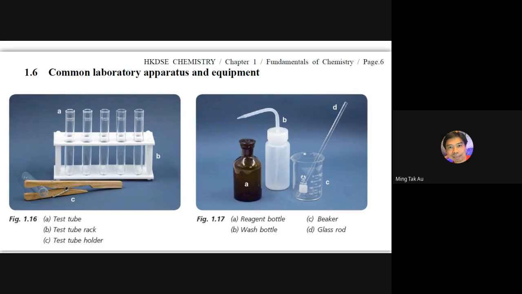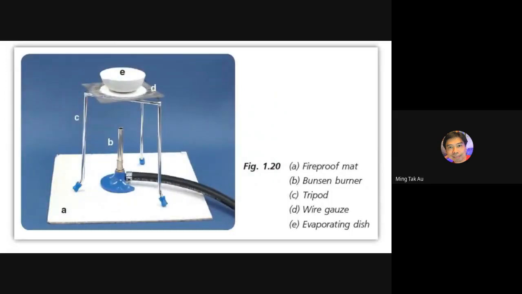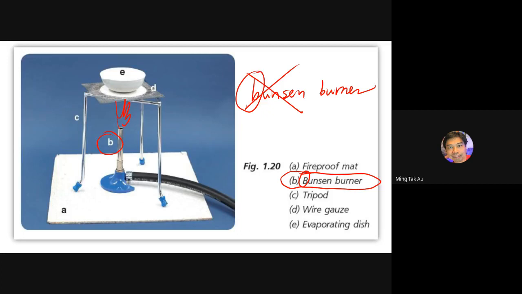So I move on to the last part of your textbook. I asked you yesterday to go home and read by yourself, so all this should be no problem. But I want to focus on one or two points. The first point is about the Bunsen burner. Bunsen must be a capital letter. If you write bunsen burner, no mark. The B must be capital because Bunsen is the name of a scientist.